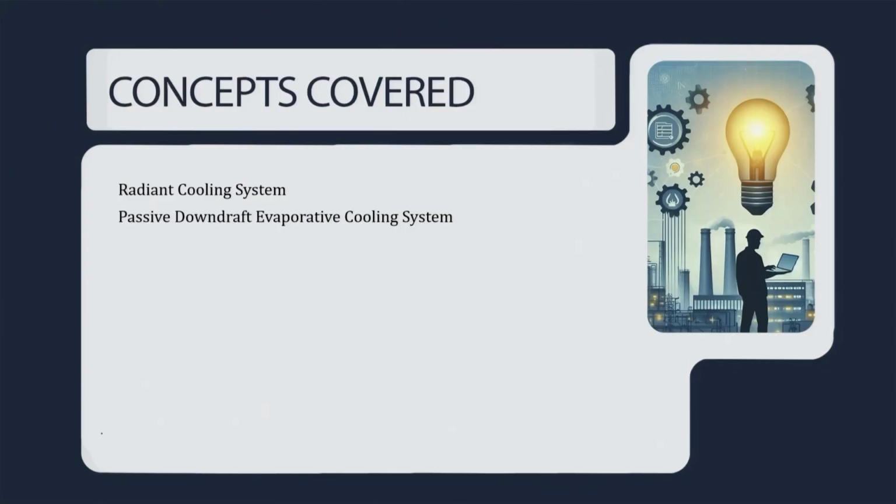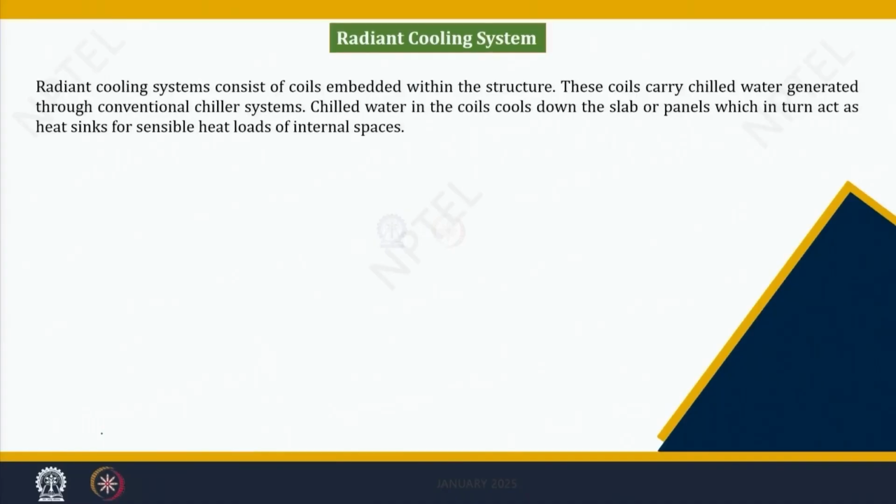In the last lecture, lecture number 9, we discussed the earth air tube, and in this lecture we will be covering two important parts of the low energy cooling systems. One is the radiant cooling system and the other one is the passive downdraft evaporative cooling system.